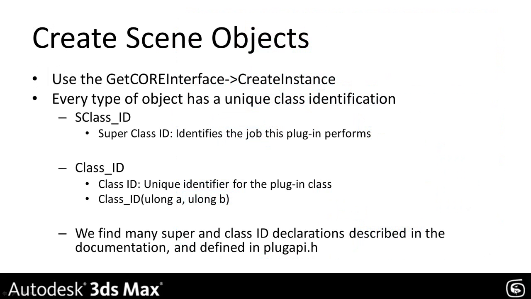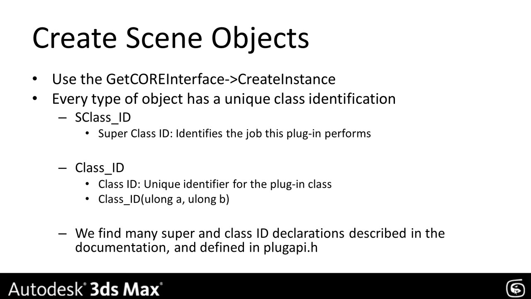Okay, so now let's talk about the creation of scene objects. So we've looked at some of the basics as to how the SDK works, and we talked about both the superclass ID and the class ID. So first of all, to create an object, you're going to go to the core interface, and there's a method called create instance. Now every type of object has these class IDs, so you need to first specify the superclass ID and then the class ID that's unique for the plugin class.